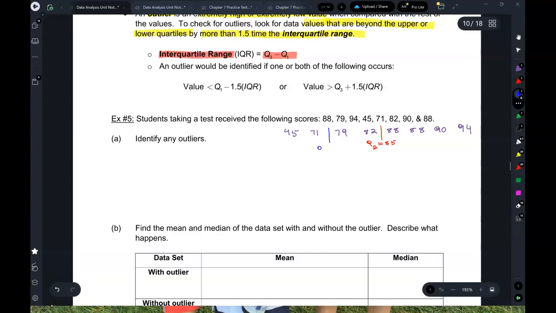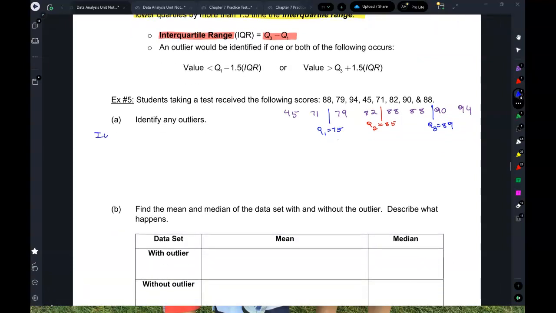Q1 here is 75. Q3 here is 89. We averaged those. Now, the interquartile range is just 89 minus 75. That's it. That's a 14. Now I take that number and multiply it by 1.5. Don't question it, just 1.5. So I get 21.